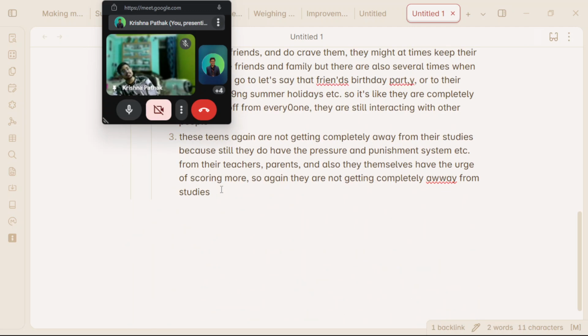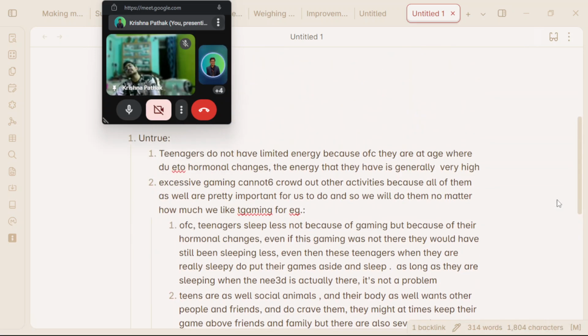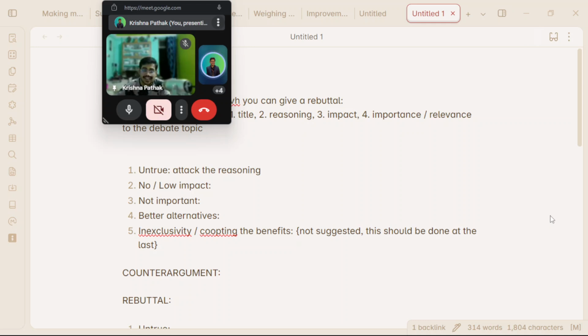Okay, then we'll come to the next thing, how maybe their argument is true, but even then it does not have that much impact as their side is trying to prove, right? But before I move on to this impact thing, another thing which is important for you guys to understand is that rebuttals are generally at a scale, right? And what do I mean by that?